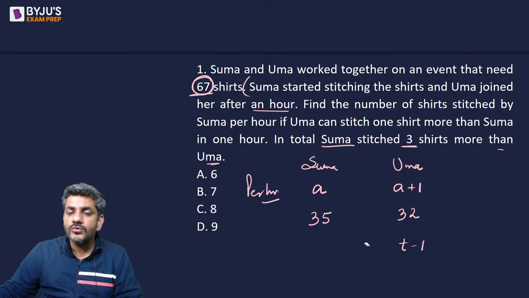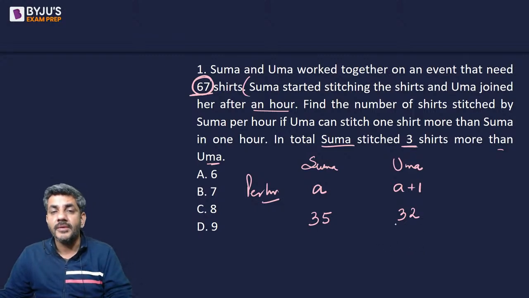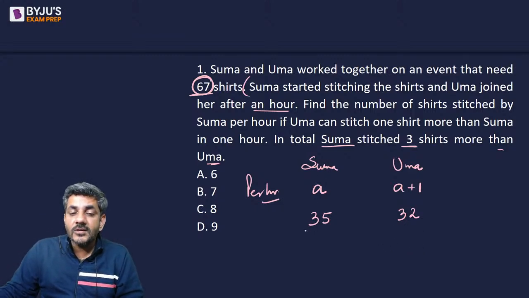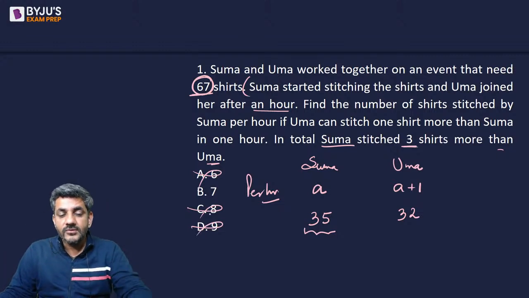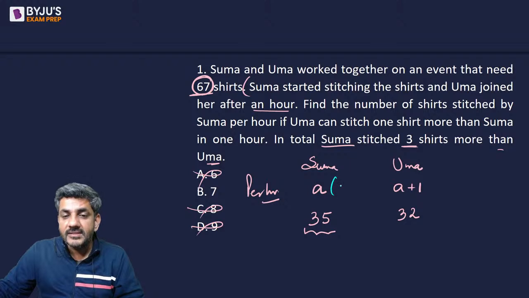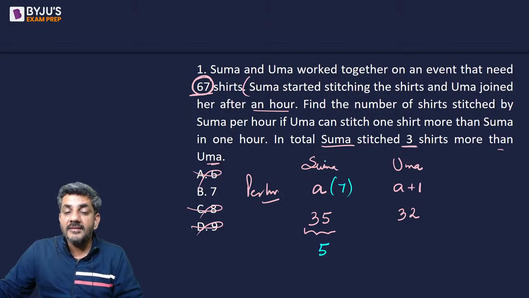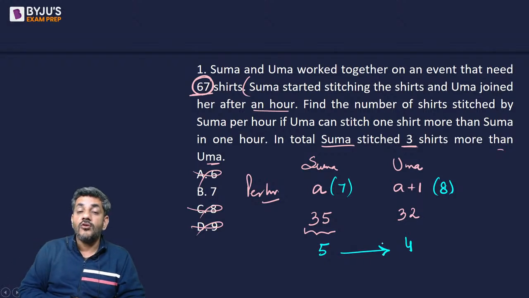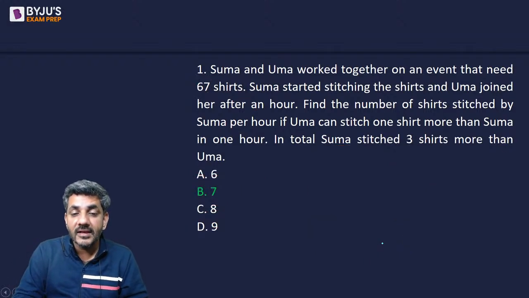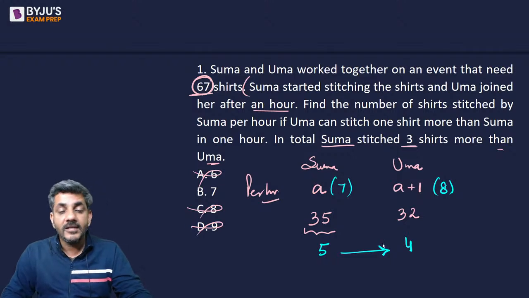Can't I straight away use options here? Why are the options given to me? Suma is stitching a total of 35 shirts. So that means the number of shirts she is stitching per hour cannot be 6, cannot be 8, cannot be 9. They do not divide 35. So that makes the question very easy. If A is equal to 7, Suma is taking 5 hours to stitch these shirts. And if Suma is stitching 7, Uma is stitching 8 and she is taking 4 hours. And this proves that the time taken by Uma is 1 hour less than Suma. So straight away I can say my answer is option B, that is, 7.